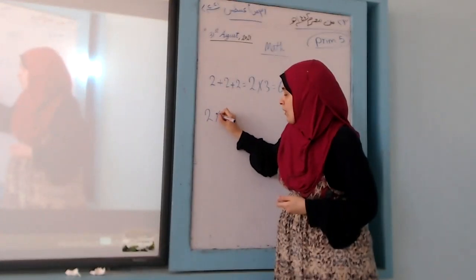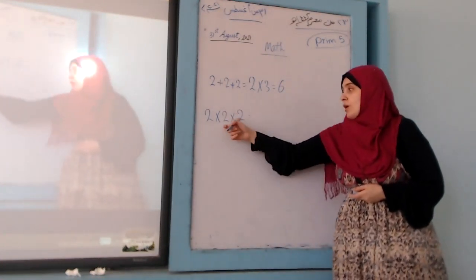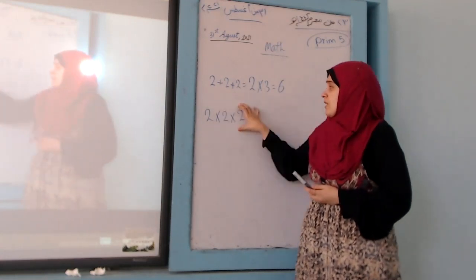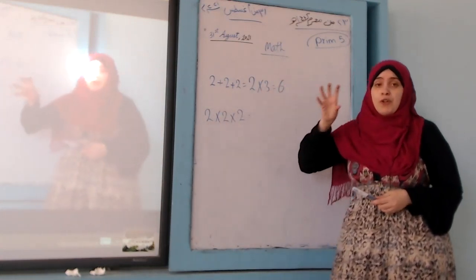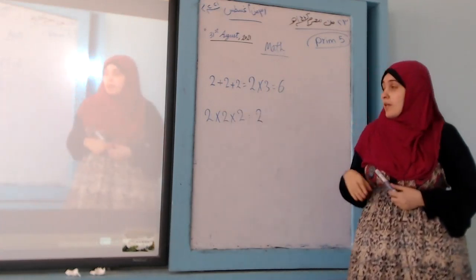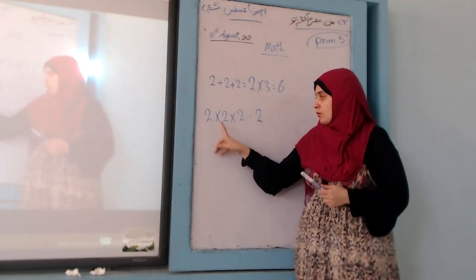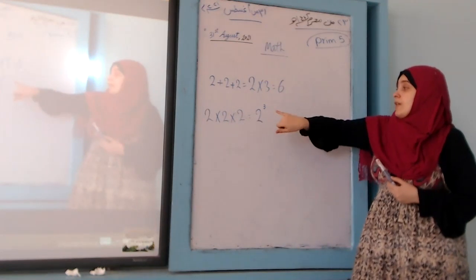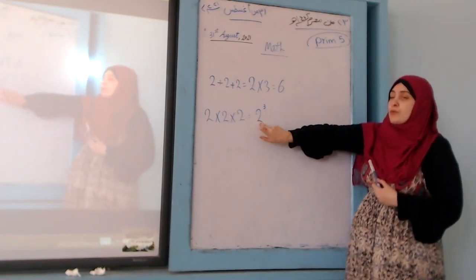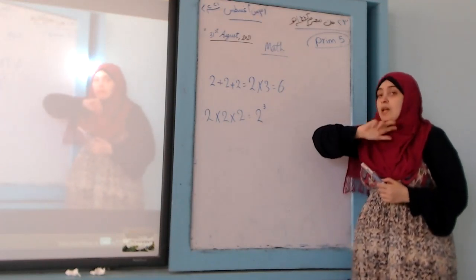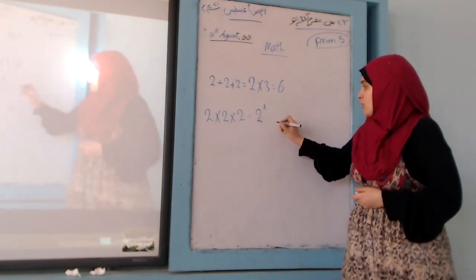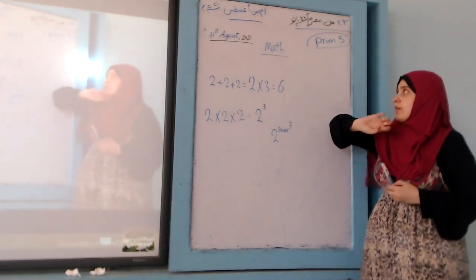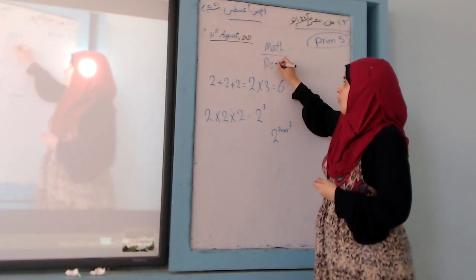If I have 2 multiply 2 multiply 2, 2 is multiplied by itself 3 times. How can I write this in the simplest form? 2 is the number I repeated, so I will write 2. How many times is it repeated? 1, 2, 3. It's repeated 3 times, so I will write a small 3 up here. It means that number 2 is multiplied by itself 3 times. I can read it as 2 power 3. 3 is the power. Our lesson today is repeated multiplication, or powers.